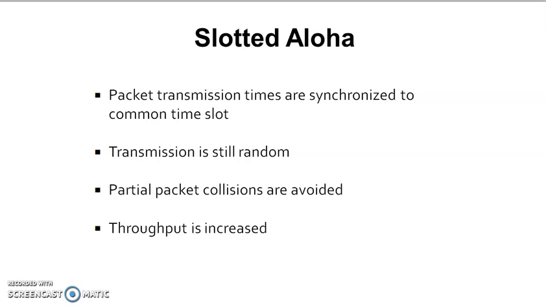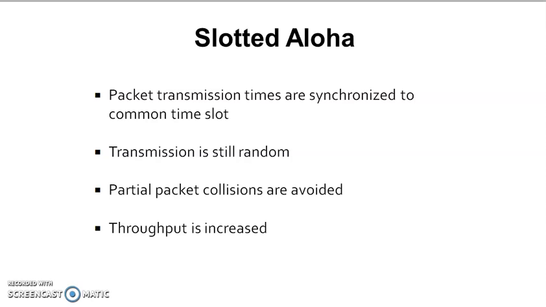If we consider a given particular period of a time slot for a transmission, where timing information is transmitted by the network coordinating the transmitters, that system is called slotted ALOHA. A particular slot is given because the packet transmission times are synchronized to the given time slot. Even here, the transmission is still random.